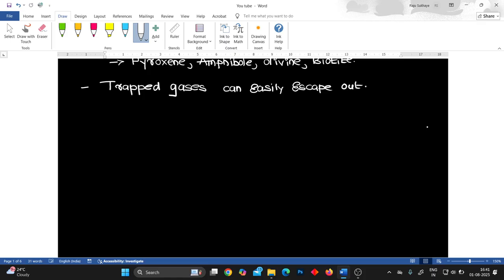So after that we'll be seeing other properties of this basic magma. Which part of the crust is formed from this magma when it cools down? It is your oceanic crust. It is your oceanic crust which forms when your basic magma or mafic magma cools down. Or you can call it basic lava or mafic lava as well.